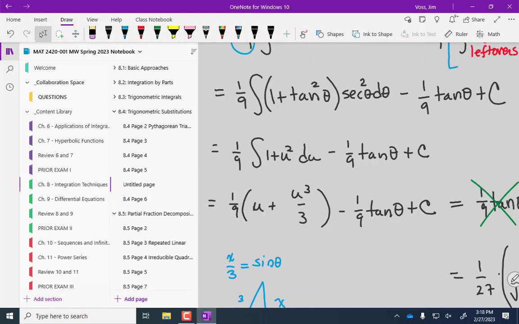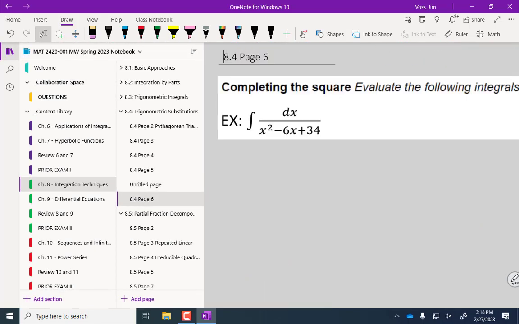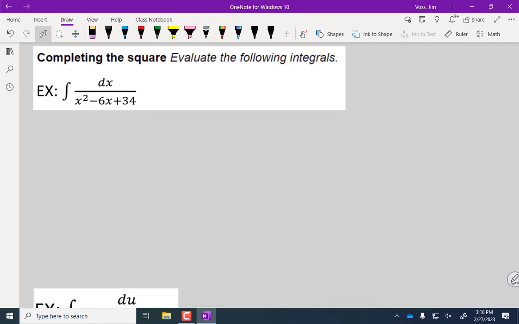All right, pop quiz. Let's do a completing the square one. Whenever we have a quadratic that's not factorable, we complete the square. So we've seen this a bunch. If we do have a quadratic that's factorable, we'll use another technique, which we're going to learn in a little while. But this is not factorable, so we want to complete the square.